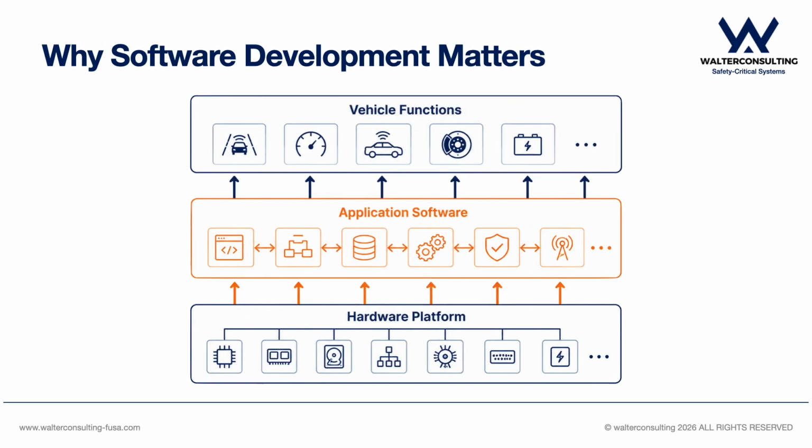Today's vehicles contain millions of lines of software code. Software coordinates sensors, processes information, makes decisions, and controls actuators throughout the vehicle. As software complexity continues to increase, so does the importance of structured software development. Functional safety requires more than correct functionality. It requires software that is systematically designed, verified, and tested. That is exactly what Part 6 provides. To understand this process, let's first look at its overall structure.